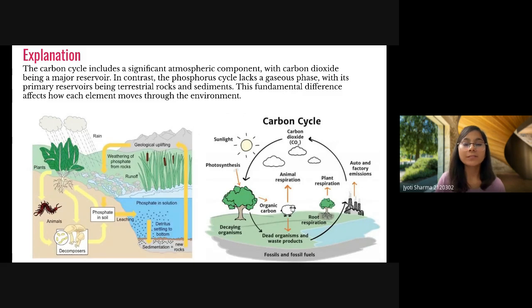So again, we have the same figure, and as I told you, the carbon cycle includes a significant atmospheric component, with CO2 being a major reservoir. In contrast, the phosphorus cycle lacks a gaseous phase, with its primary reservoir being terrestrial rock and sediments, and this is the fundamental difference that affects how each element moves through the environment.